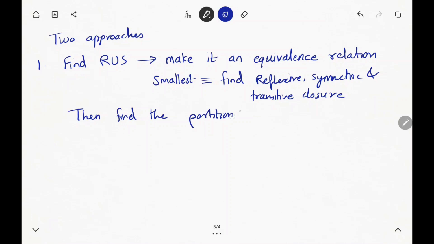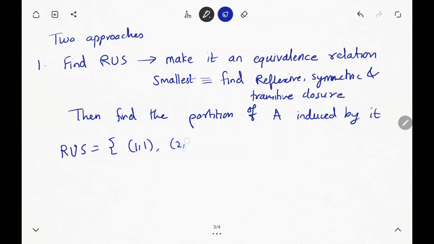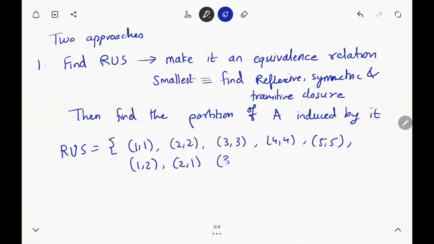Now let's just list down what R union S looks like. R union S will contain (1,1), (2,2), (3,3), (4,4), (5,5). It's there in both. And from R, it will contain (1,2), (2,1). And similarly, we'll also include (3,4), (4,3). From S, we'll include (4,5), (5,4).